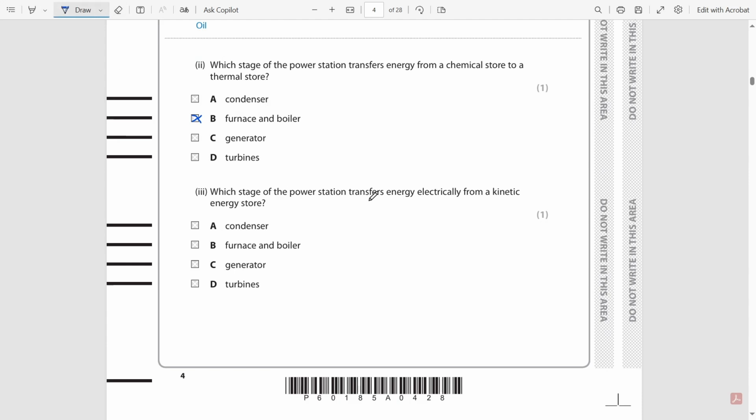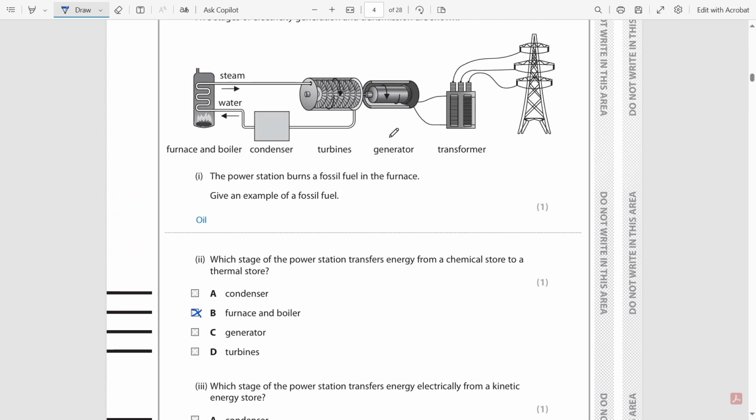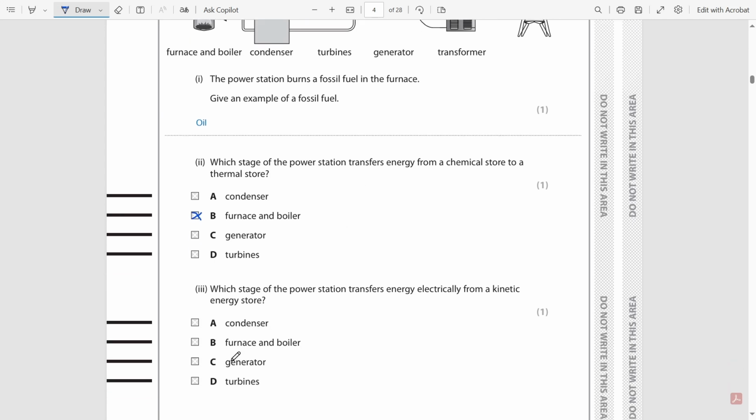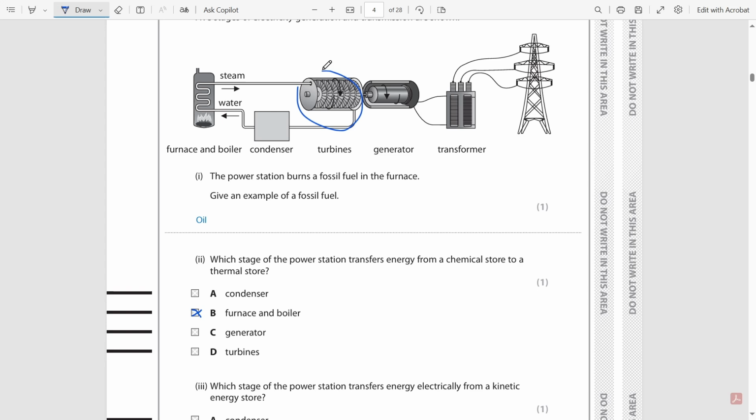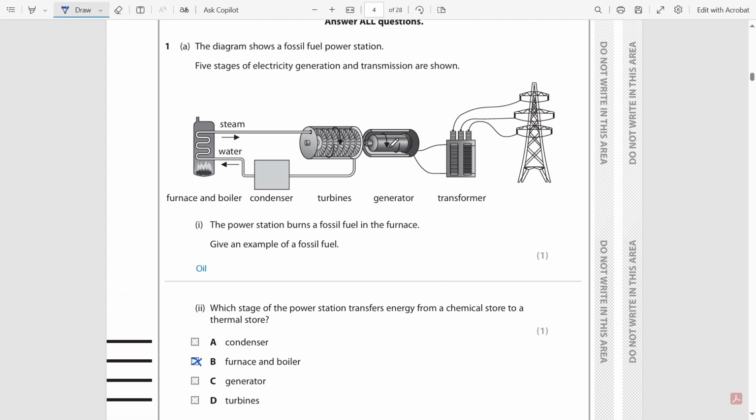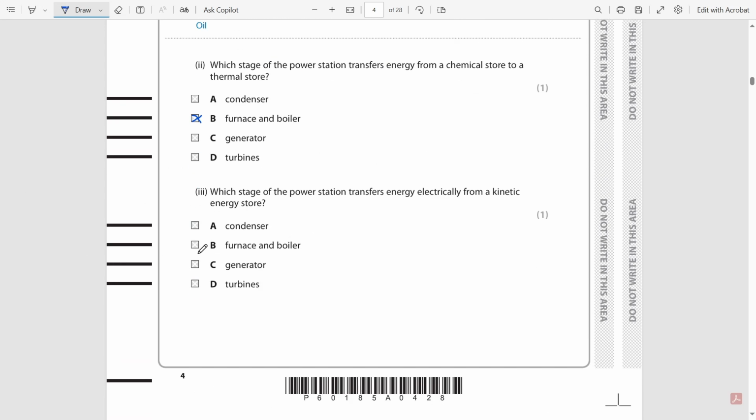Which stage of the power station transfers energy electrically from a kinetic energy store? Okay, it would be the generator, because the turbines are moving, guys, and when the turbine is moving, it causes the generator to spin. When the generator spins, this part between these lines is probably a magnet. So when this generator spins, it's going to experience a change in magnetic field and make energy, basically. So it's going to be the generator.